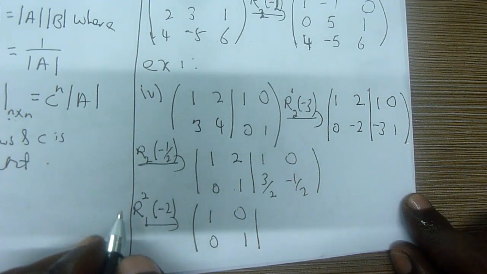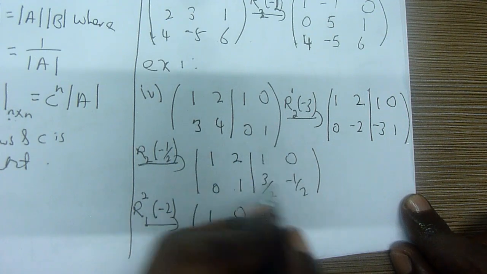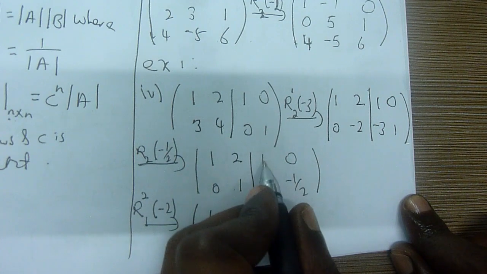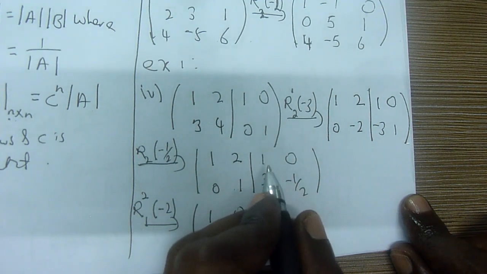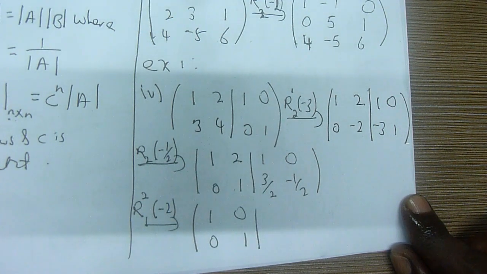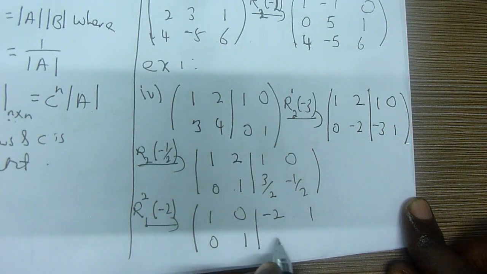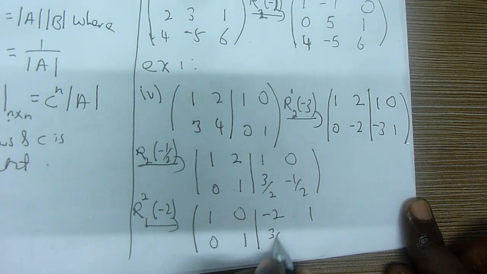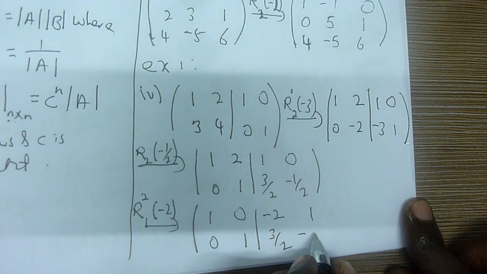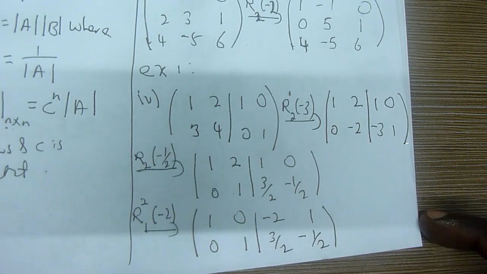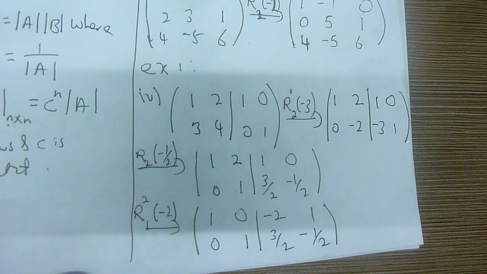Then continuously you work on the same thing here. Row number 2 times negative 2, then plus the 1, you get a negative 2 and you get a 1, and in this case it's 3 over 2, you get a negative 1 over 2. Okay, done. Wow.